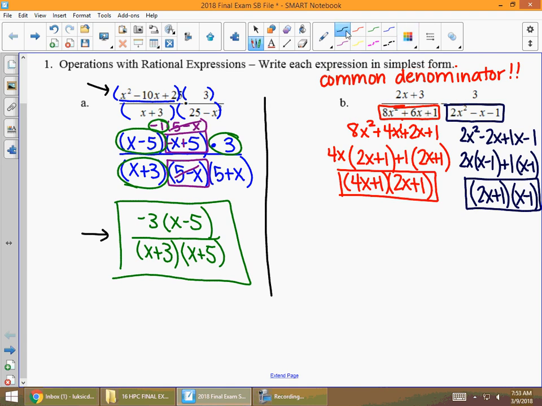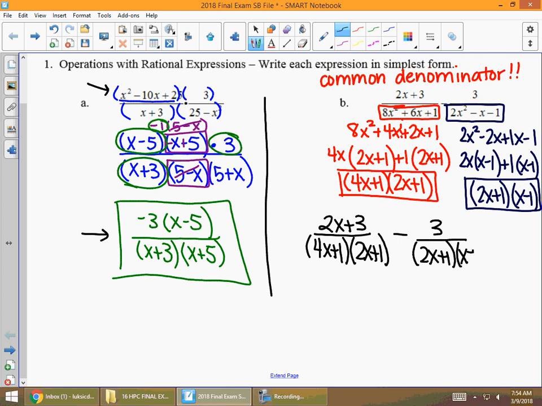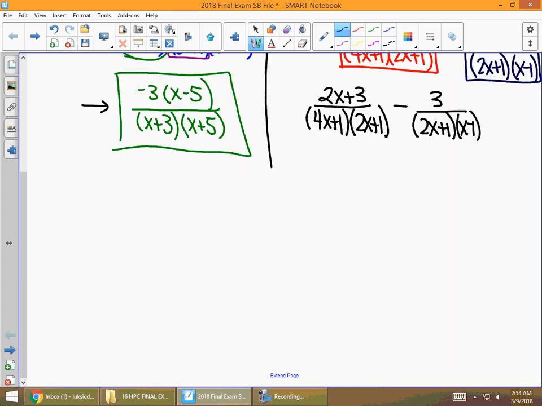But now we're ready. So what I really have is (2x plus 3) over (4x plus 1)(2x plus 1), minus 3 over (2x plus 1)(x minus 1). I think we got really good at adding and subtracting fractions and finding common denominators in our trig proofs unit. But here we want to multiply.